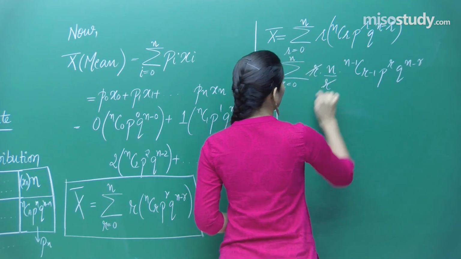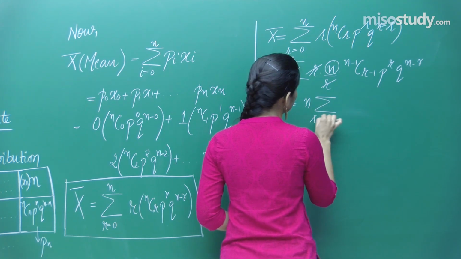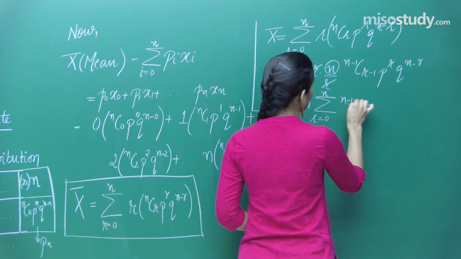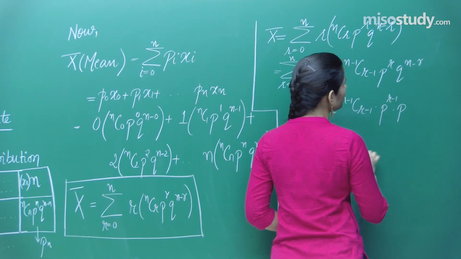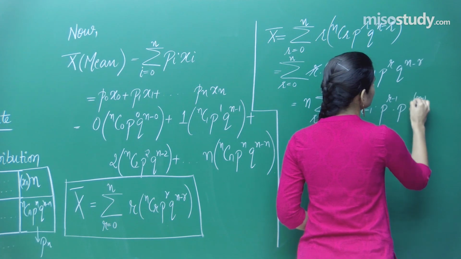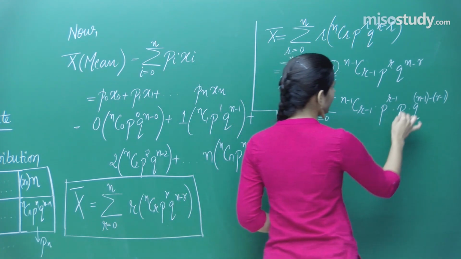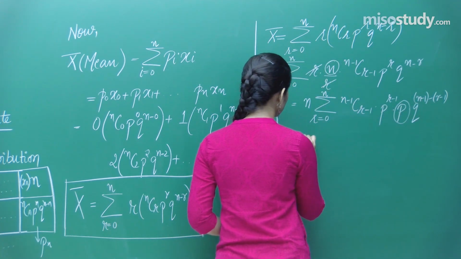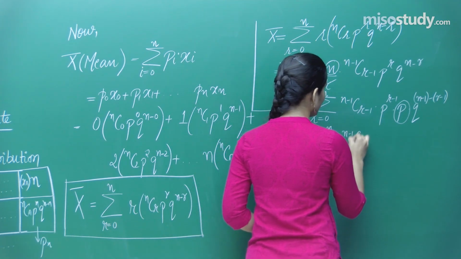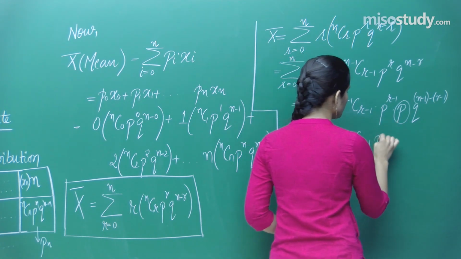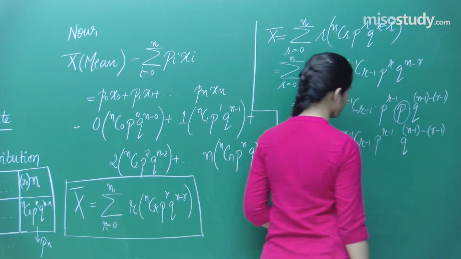Let's see. R cancels, N is a constant, N comes outside. It is not dependent on R. Now I have N minus 1 CR minus 1. P to the power R can be written as P to the power R minus 1 into P. Q to the power N minus R can be written as Q to the power N minus 1 minus R minus 1. Again this P is a constant, it is going to come out. So you have N into P left, summation R equals 0 to N, N minus 1 CR minus 1, P to the power R minus 1, Q to the power N minus 1 minus R minus 1.